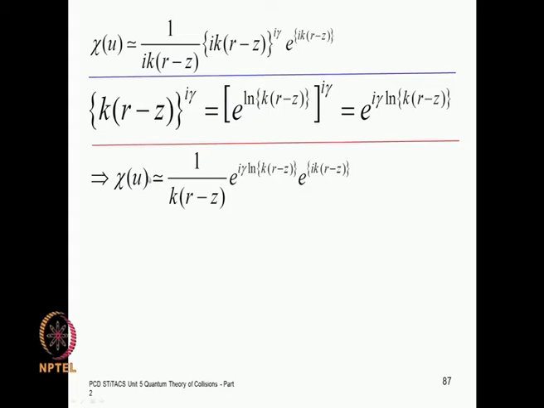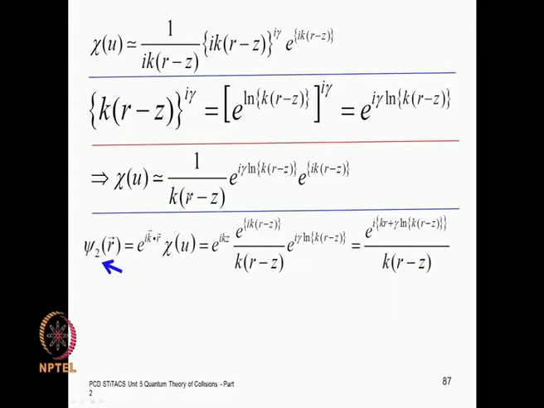What does it give us for chi? So you have this e to the power I k r minus z coming from here, so that is over here, and the rest of the terms are here. So this is our second solution, which is e to the I k z times chi of u. You have to multiply this chi of u with this e to the I k z, and then you can again combine the terms in some fashion.